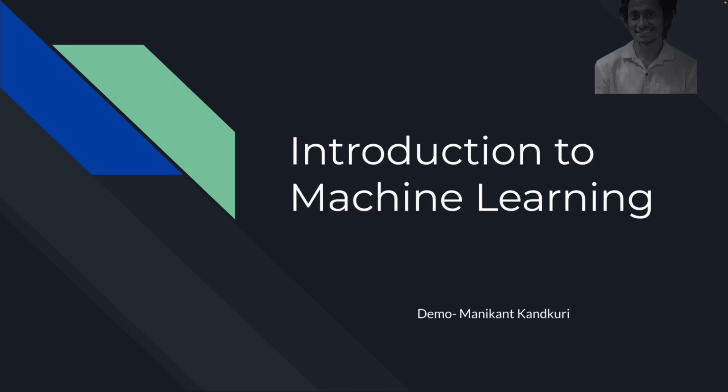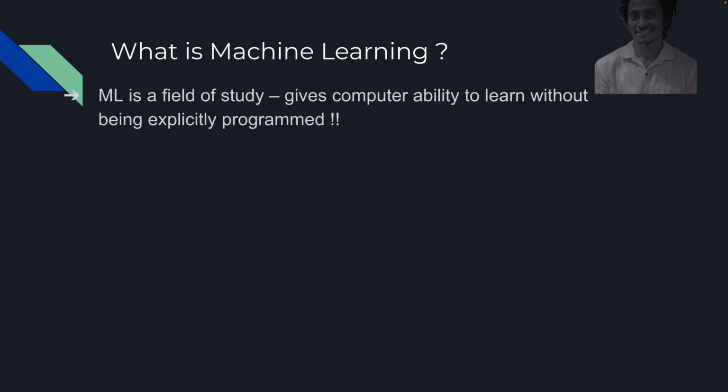In this video, I will be talking about Introduction to Machine Learning. Particularly, we will understand what is machine learning. Well, it is important to start with the definition of machine learning. Machine learning is a field of study which is completely dedicated to give computers the ability to learn on itself without being explicitly programmed. What do I mean by this? We will look at some examples to understand this better.